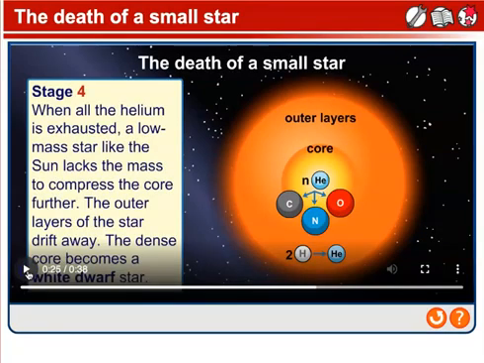Stage 4. When all the helium is exhausted, a low-mass star like the Sun lacks the mass to compress the core further. The outer layers of the star drift away. The dense core becomes a white dwarf star.